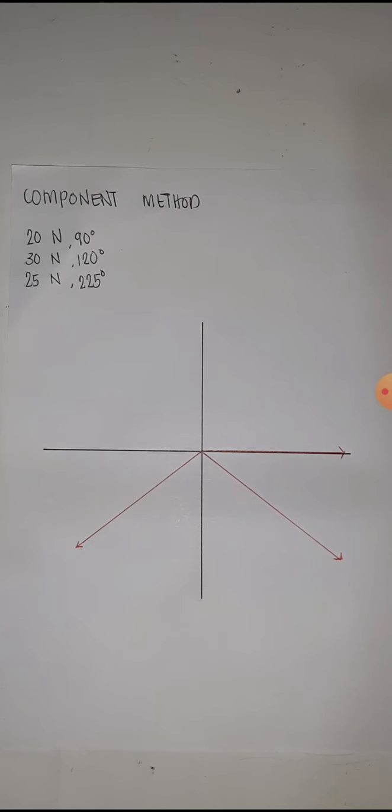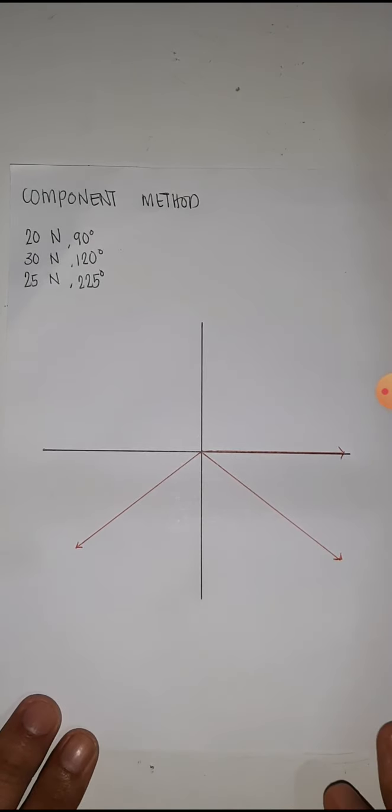For this particular example, you're given three vectors. The first vector is 20 Newton at 90 degrees, the second is 30 Newton at 120 degrees, and the third one is 25 Newton at 225 degrees. For the convenience of answering this example, we would assume that all of the angles, 90 degrees, 120 degrees, and 225 degrees, are being measured from the same origin.